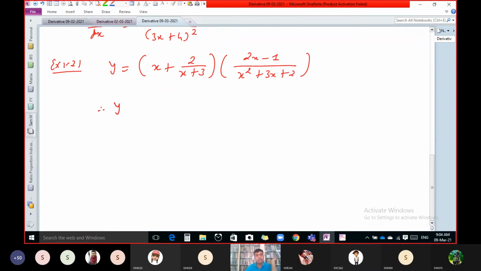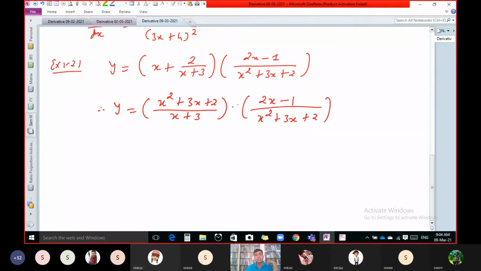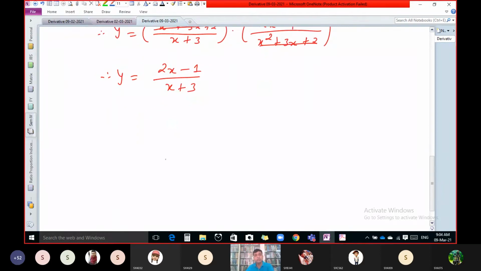then differentiate. So let us take x plus 3 LCM. Now tell me what we get in the numerator if we take x plus 3 LCM? x square plus 3x plus 2. Okay. And this 2x minus 1 upon this x square plus 3x plus 2 as it is. And now see, it is the same, x square plus 3x plus 2. So you can cancel this. So we get y equals 2x minus 1 upon x plus 3. Now it's the simplified form. So differentiate with respect to x.